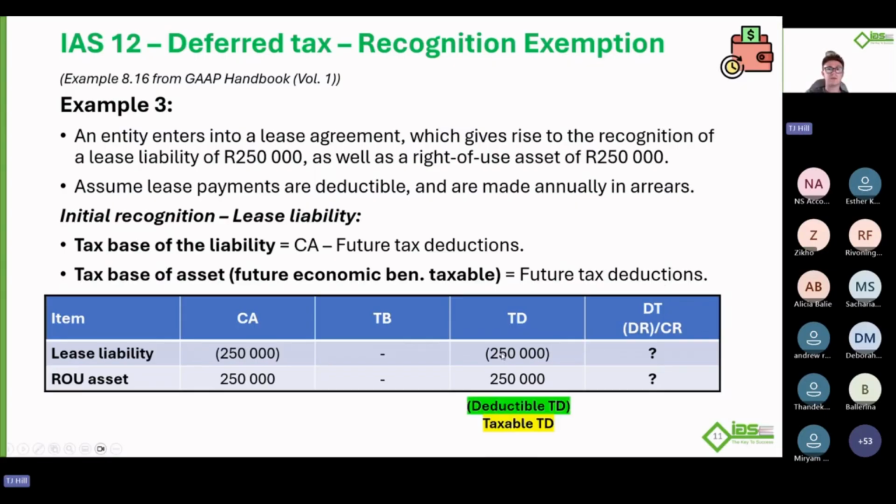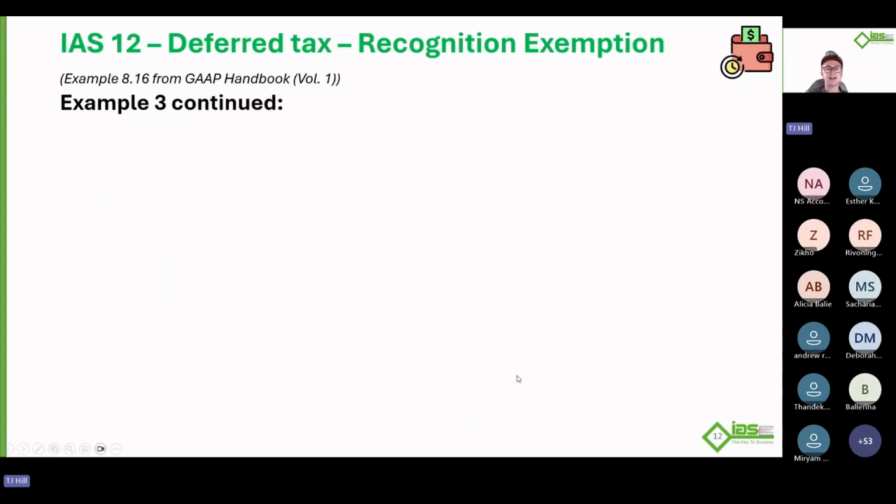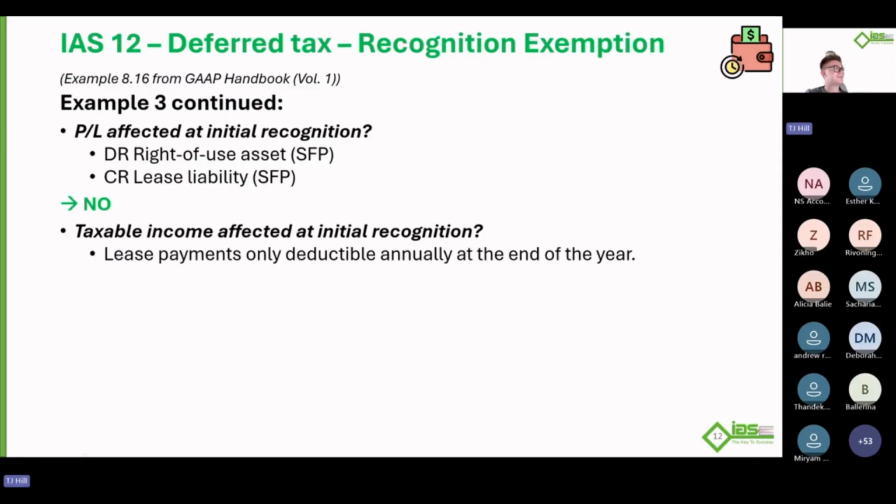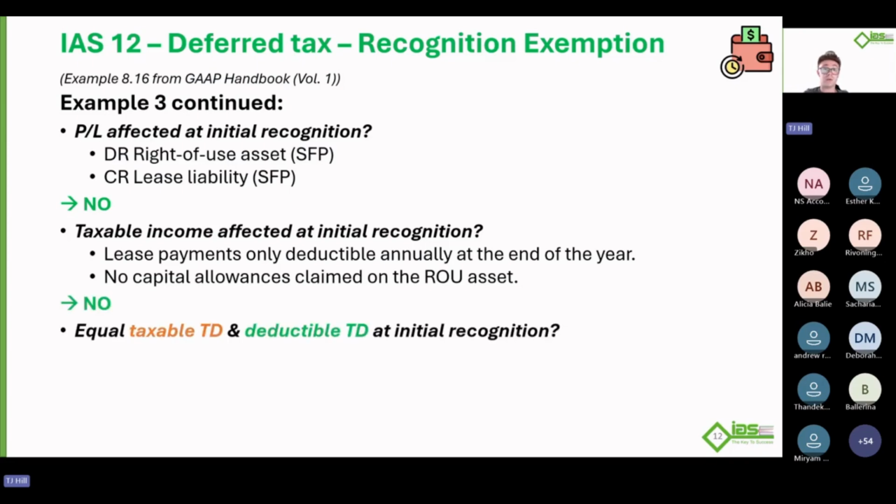Taxable, this one's deductible, the bottom one is taxable. Should I recognize DT asset and DT liability for each of them? First question, at initial recognition, is P&L affected? No. Is taxable income affected at initial recognition? No, because the lease payments will only be deductible at the end of the year, once actually incurred. So not at initial recognition. Do you see that? Furthermore, I can't claim anything on the right of use asset. Can't claim an 11A today, I can't claim it later, and I can't claim capital allowances. So no. So far we want to.